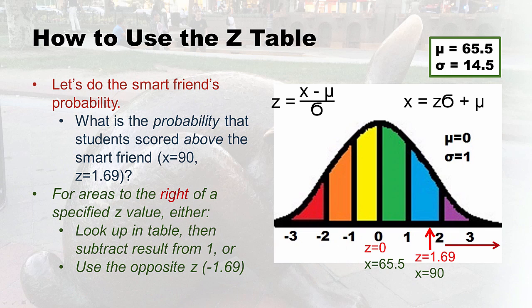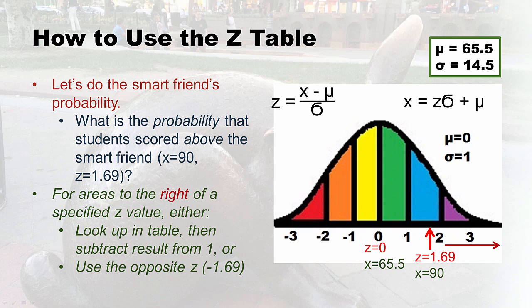Now I'm going to show you an example of why I was saying use it directly. In this next example, we're going to look at the smart friend's probability. In fact, we're going to ask what is the probability that the student scored above the smart friend. And the smart friend's at z equals 1.69.